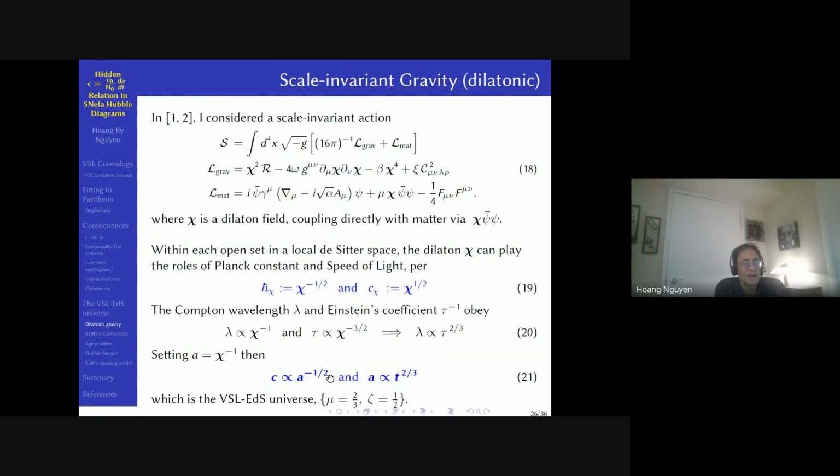C is related to A in that form. Okay, so that is zeta here, 1/2. And let's set it to A. This one is the time. So we have this one, EDS. Okay, so this is the justification for the EDS universe.